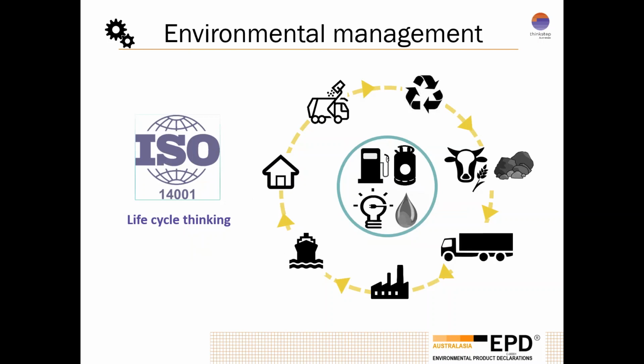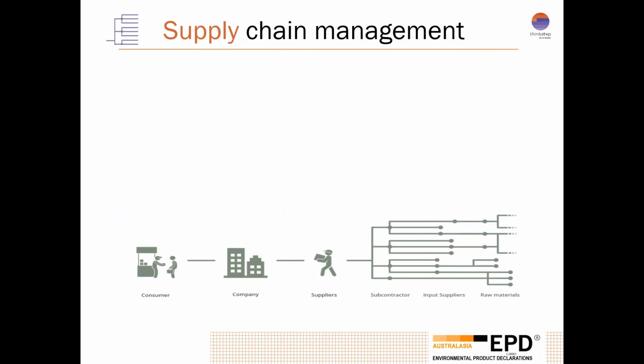In 2015, the ISO 14001 environmental management system was updated, and as part of that, they brought in a requirement for life cycle thinking. Life cycle assessment and environmental product declarations are the more formal part of that, but life cycle thinking is the informal concept that links into life cycle assessment and environmental product declarations.